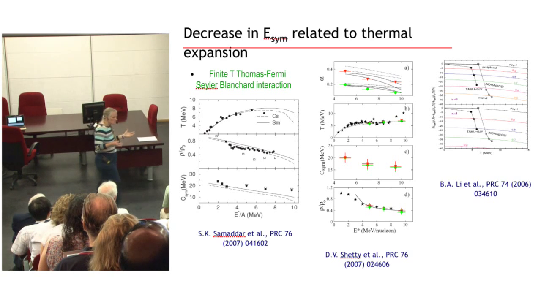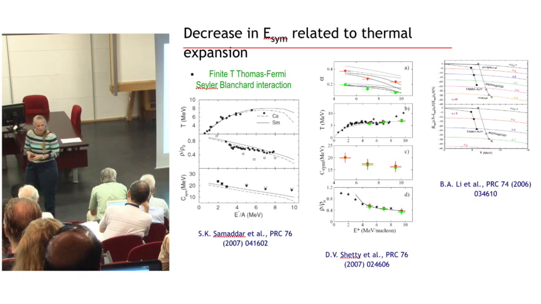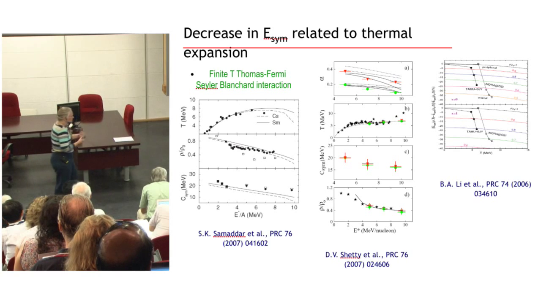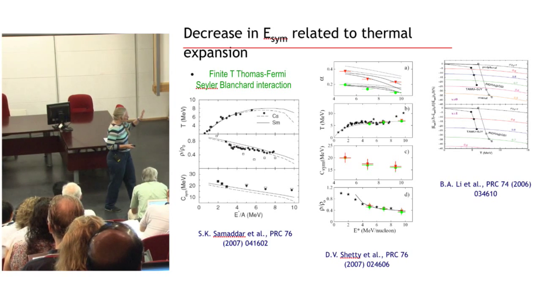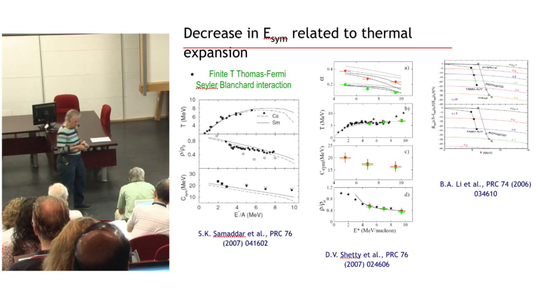This can be related to thermal expansion. So now we can start getting at what the equation of state looks like, because if we can measure the symmetry energy and we have some idea of the density, we can start to put this together either in a model-dependent or a model-independent way. We really can't do anything in a model-independent way. Okay.